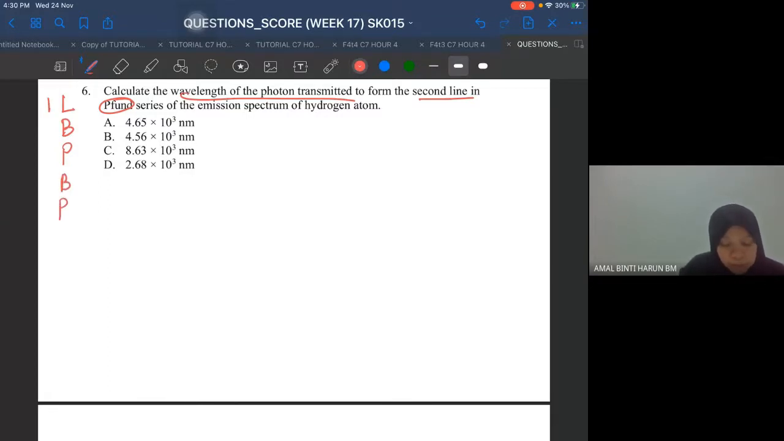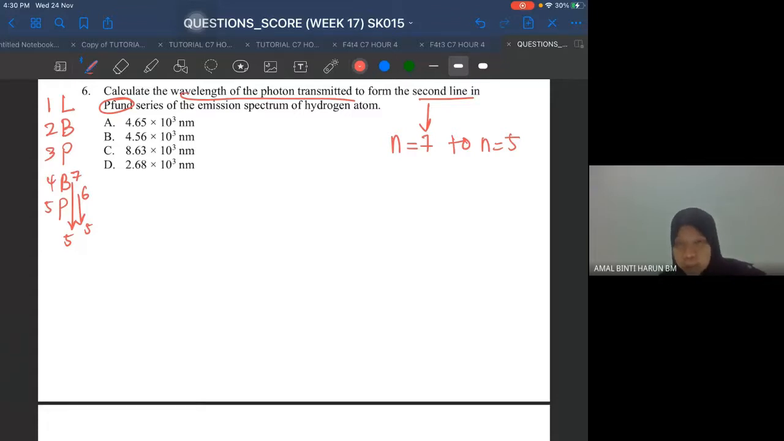So ni akan jatuh dekat 1, jatuh dekat 2, jatuh dekat 3, jatuh dekat 4, jatuh dekat 5. So yang pertama jatuh dekat 5 adalah yang daripada 6, jatuh dekat 5. Yang kedua jatuh dekat 5 adalah yang daripada energy equal to 7. So we know that the second line form when electron makes transition from 7 to n equal to 5.